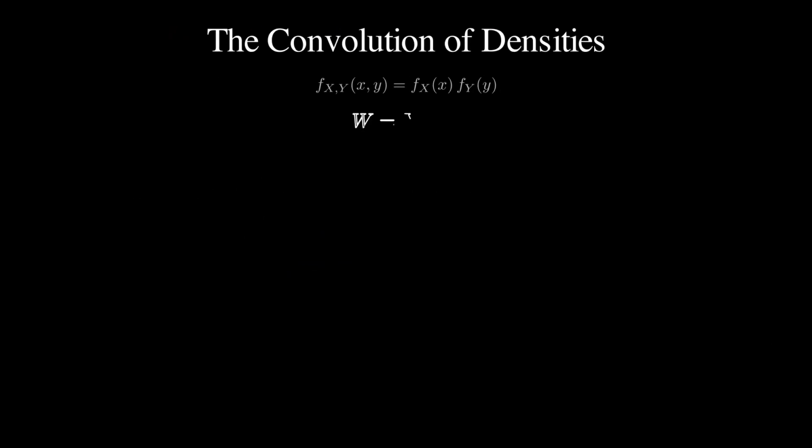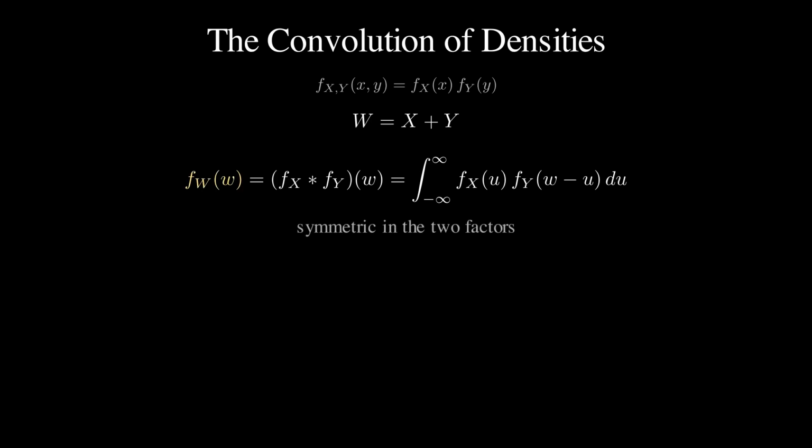Last video left us with a factored joint. For independent X and Y, the joint density is the product of the marginals. Here's what that purchase buys. Form the sum, W equals X plus Y, a new random variable. What is its density? The claim: the density of W is the convolution of the two marginal densities.